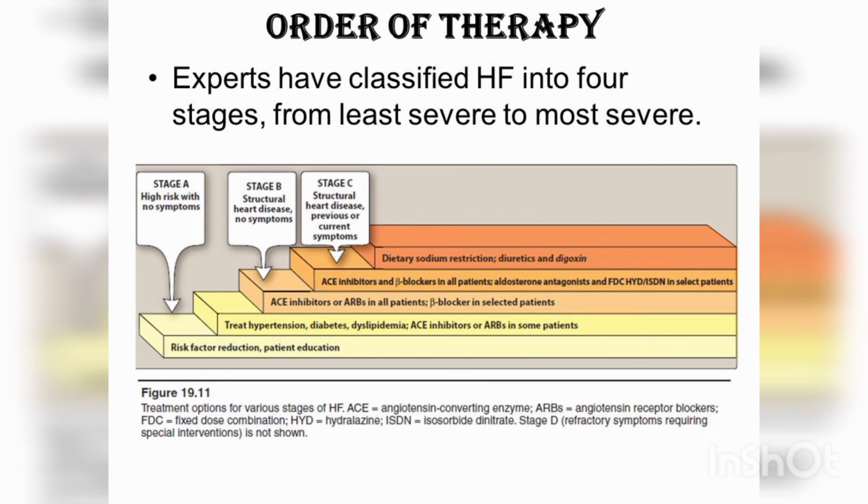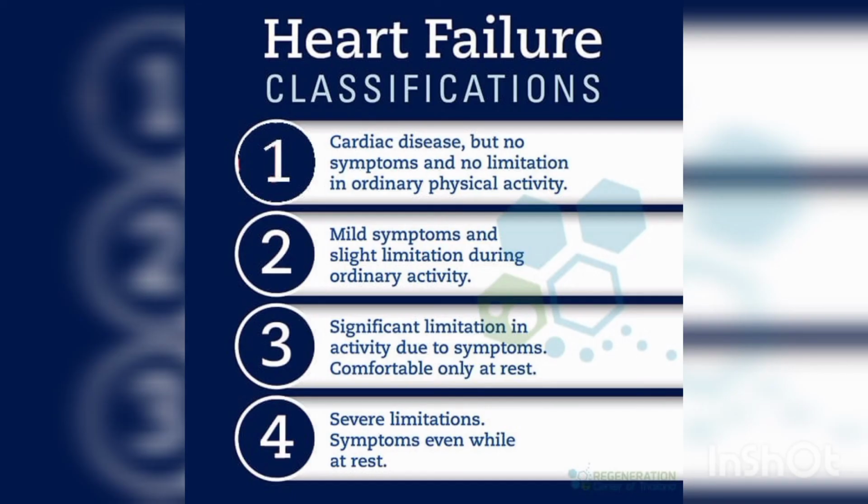Stage A, stage B and stage C. In stage 1, cardiac disease but no symptoms and no limitation in ordinary physical activity. In stage 2, mild symptoms and slight limitation during ordinary activity. Stage 3, significant limitation in activity due to symptoms, comfortable only at rest. Stage 4, severe limitation, symptoms even while at rest.